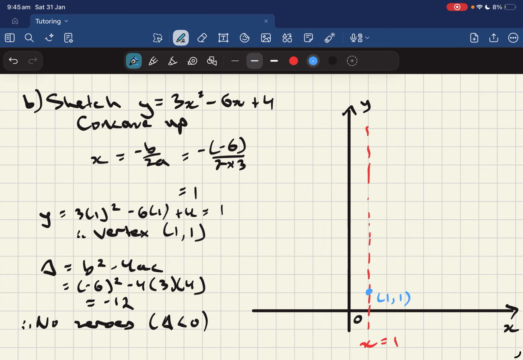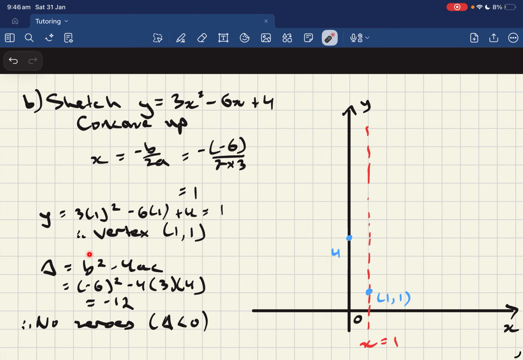Let's just find the y-intercept while we're at it. So substituting in 0 for these x's, we'll just cancel these out to 0, leaving me with 4. So I'm going to get a y-intercept of 4. Now, just thinking about how this looks, we know this is going to be a concave up graph, so it's going to look like this. Already by seeing where the vertex is and knowing this is a minimum turning point, I already know there's going to be no x-intercepts, but we can verify this using the discriminant.